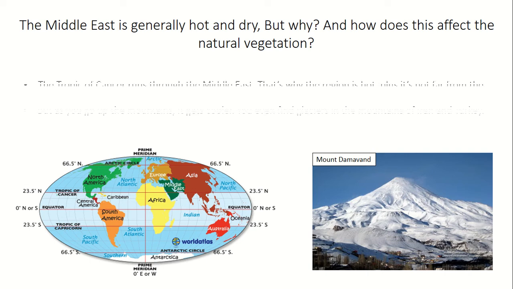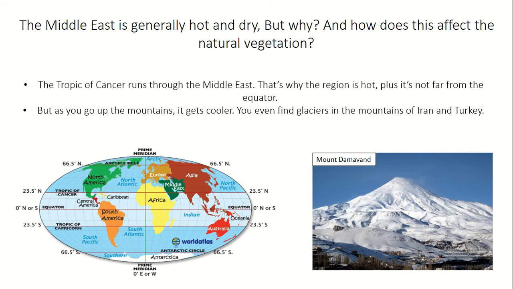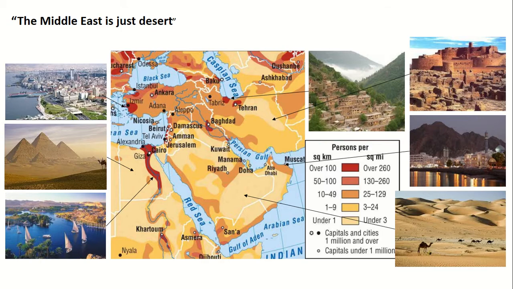But why is that? Well, it's because the Tropic of Cancer runs through the Middle East, and that's why the region is hot. In terms of its latitude, it is very close to the equator. But as I've said, as you go up the mountains, it does get cooler. You can actually find glaciers in the mountains of Iran and Turkey, which is a really weird concept when you think about the Middle East. You'll think of these kind of snowy regions as well.